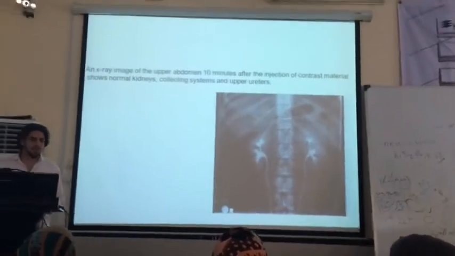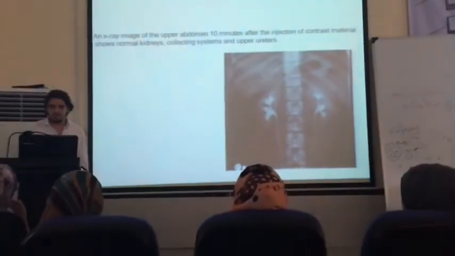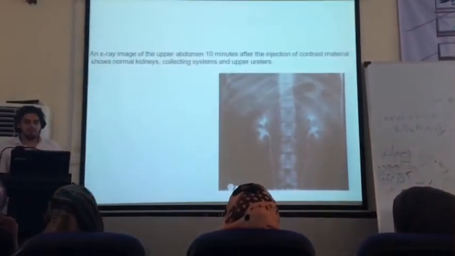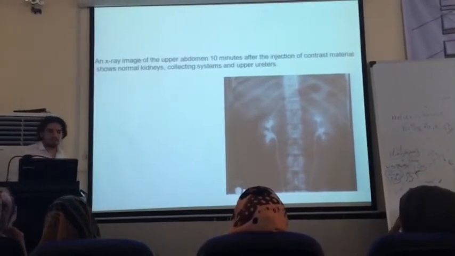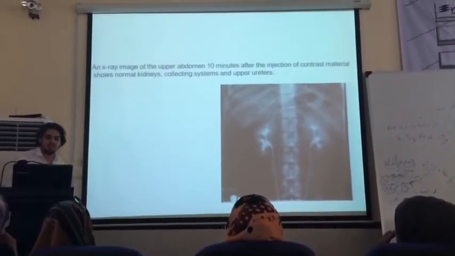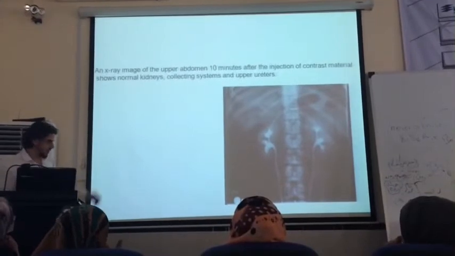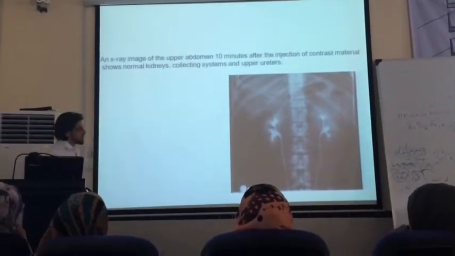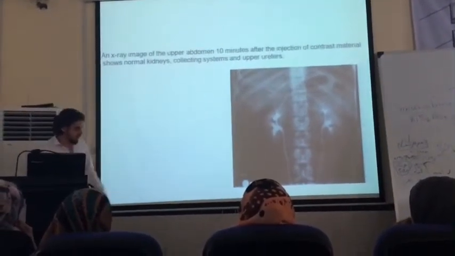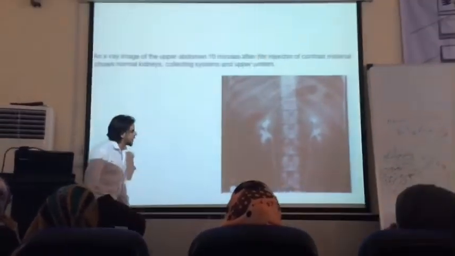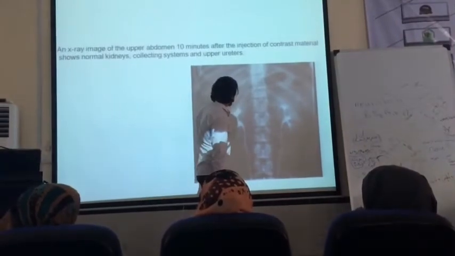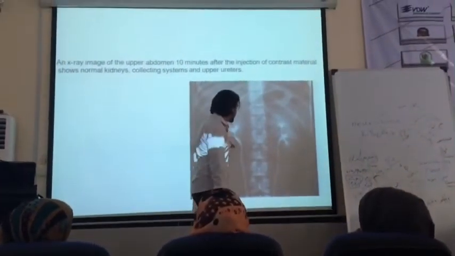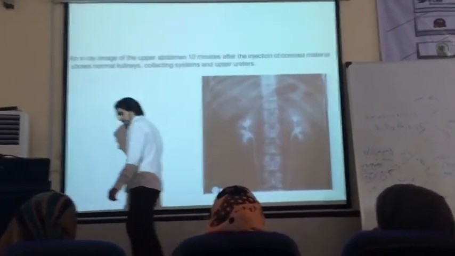This X-ray image is an example of X-ray of the upper abdomen 10 minutes after injection of the contrast material, showing a normal kidney collecting system and upper ureter. This is the administration of the contrast material through the kidney. So we can make an easy diagnosis of the abdomen, kidney, and ureter after 10 minutes of administration of the contrast agent.